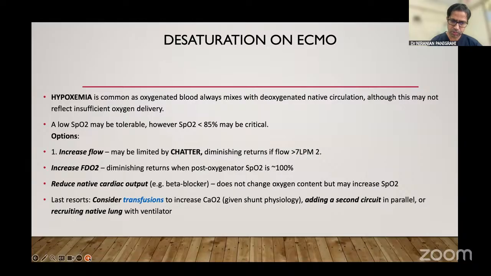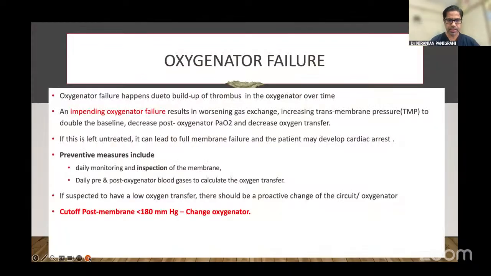In fact, that is the most common during physiotherapy, during mobilization, during pain, fever. We have to adjust the ECMO flow. That is the first thing to address the desaturation. Now, once we have made sure the flow is adequate, the next thing we have to see is the oxygenator function.